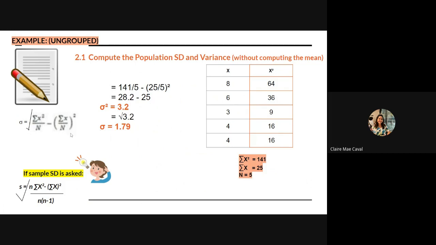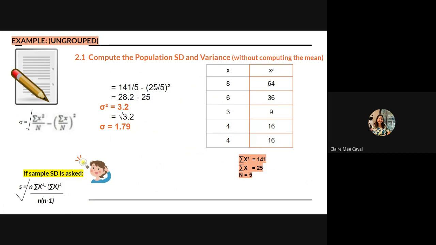That 5 there is your capital N, or your population size, and then you square that. So again, what you should have is 141 divided by 5 minus 25 divided by 5, squared. You always follow the PEMDAS rule in solving. So first, we solve the parenthesis. 25 divided by 5 is 5.